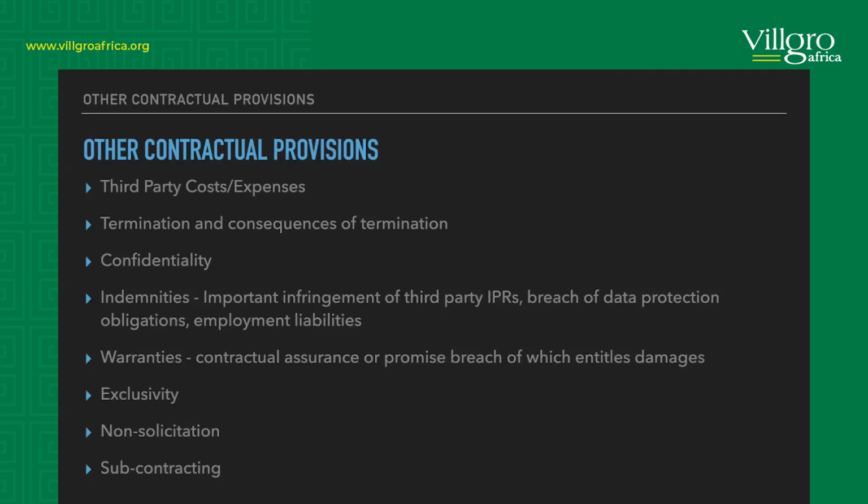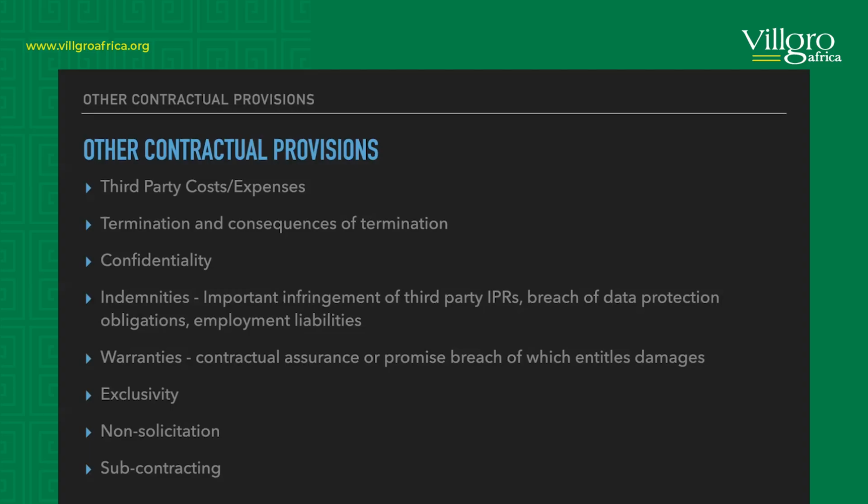Indemnities, as I said, is where somebody promises to pay liability costs in case you're sued, especially because of the deliverable they gave you. Warranties are contractual assurances or promises. In contract law, if there's a breach of a warranty, you're entitled to damages. For example, in a software development agreement, you want the programmer to warrant that their solution will work for your purposes. If it doesn't work, you can sue them for damages.